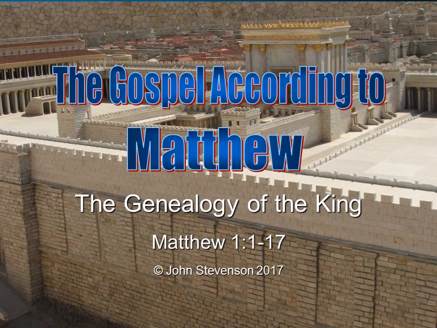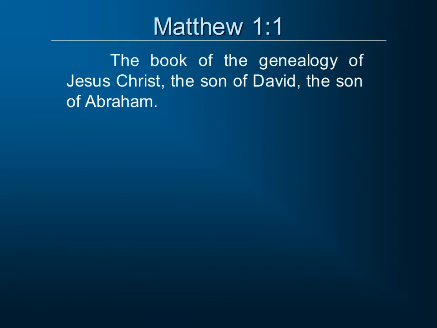Hi, I'm John Stevenson, and we're going to be talking about the genealogy of the king, found in Matthew chapter 1, verses 1 through 17. Matthew chapter 1 starts the book of the genealogy of Jesus Christ, the son of David, the son of Abraham.